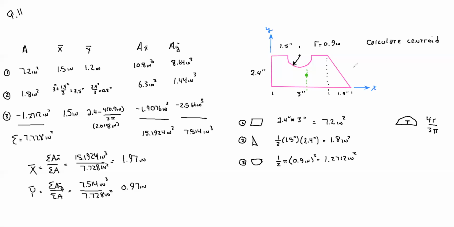And that's where our capital X bar, capital Y bar is: 1.97 inches, 0.97 inches. All right, so if we had this figure, that would hypothetically be the balance point. So, all right, I'm going to stop the video and get set up for the next problem. I'll be right back.